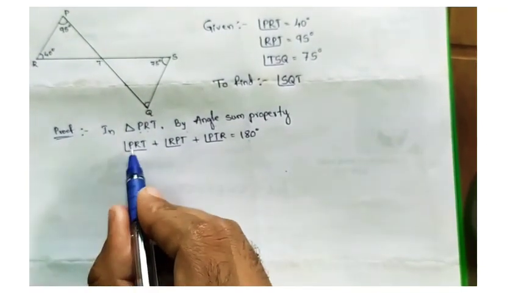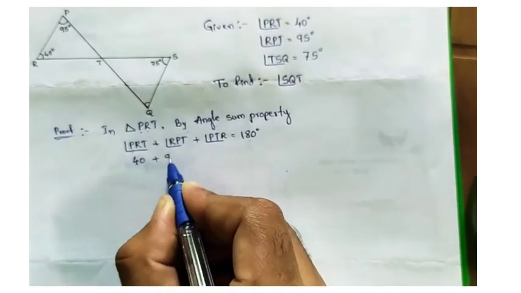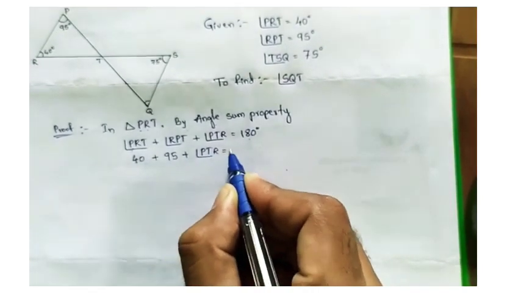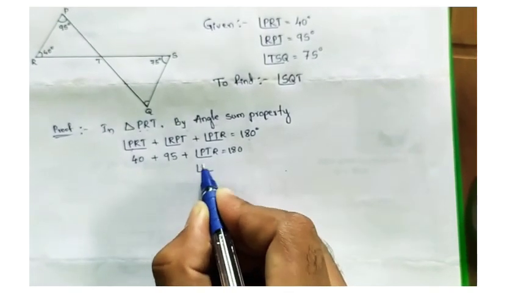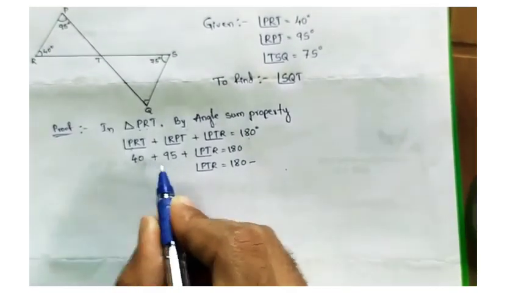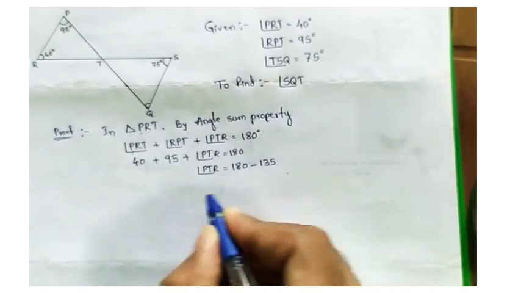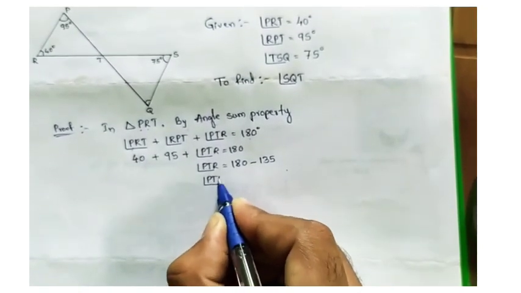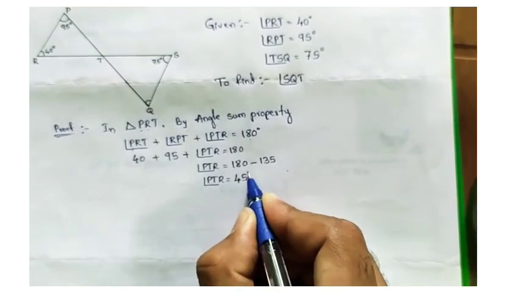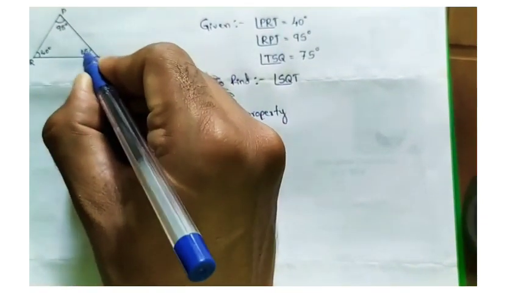So substitute the values. PRT they given how much? 40 degree. Plus RPT they given how much? 95 degree. And PTR we have to find equal to 180. So PTR equal to 180 minus. So add them and take to right side. So 40 plus 95, you will get here 135. So where we will get PTR equal to 180 minus 135, that is 45 degree. So PTR we got that it is 45 degree.